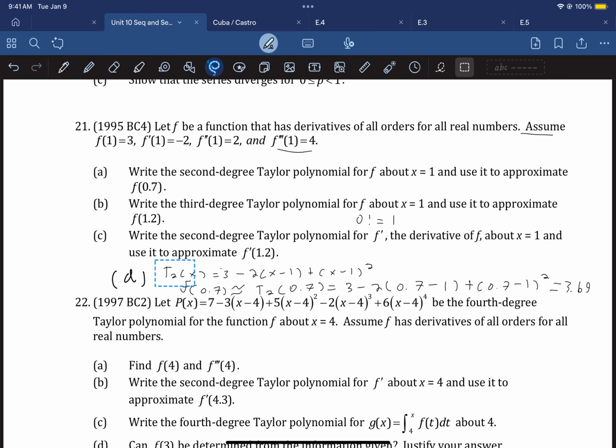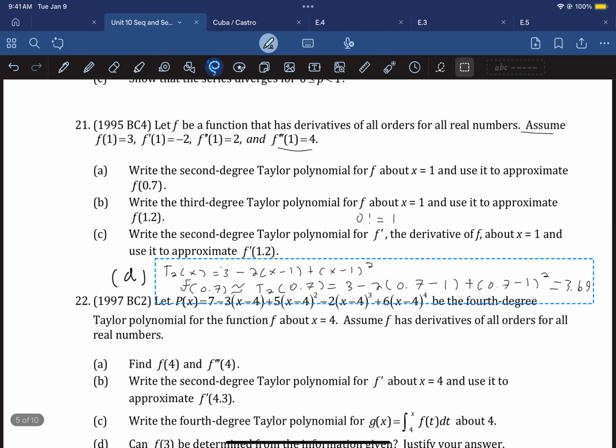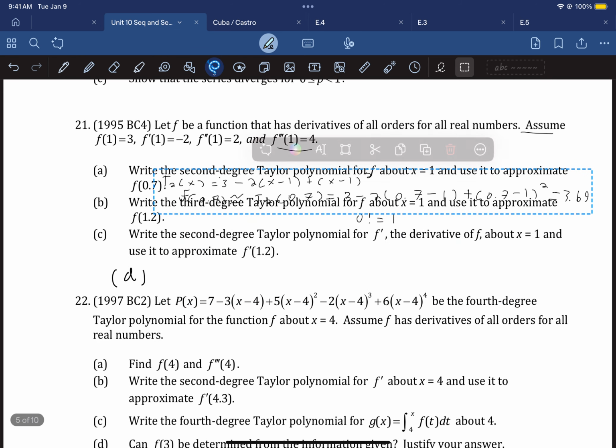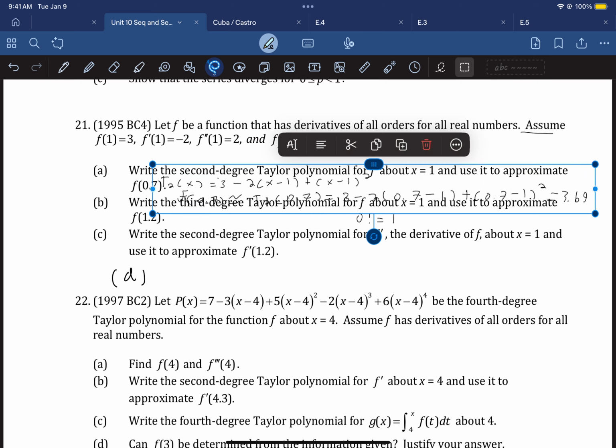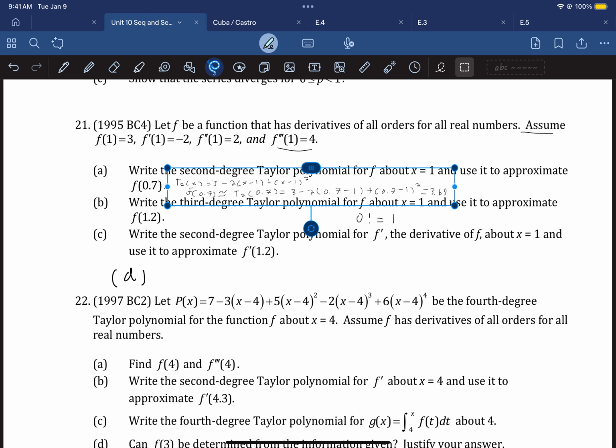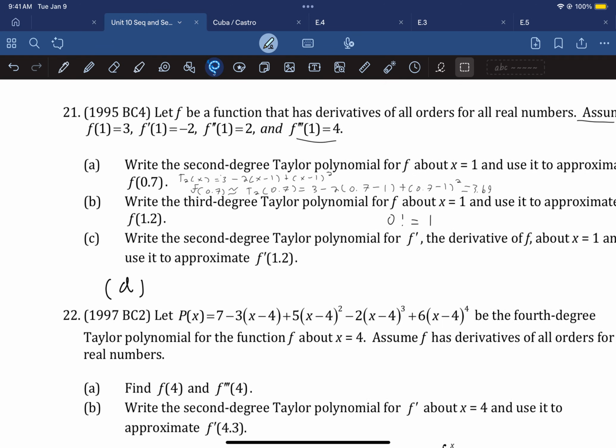So let me move this. And let me actually do another thing as well. Since this won't necessarily fit, I just need to resize it. And then it'll fit perfectly fine. Okay.